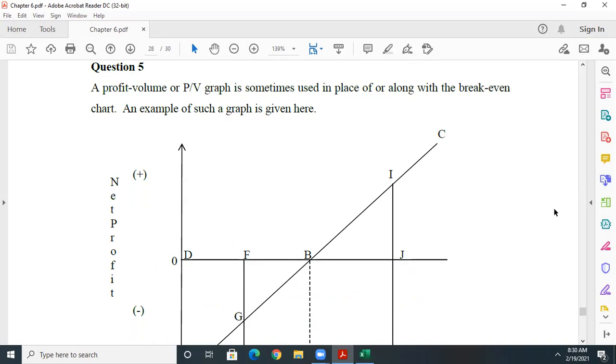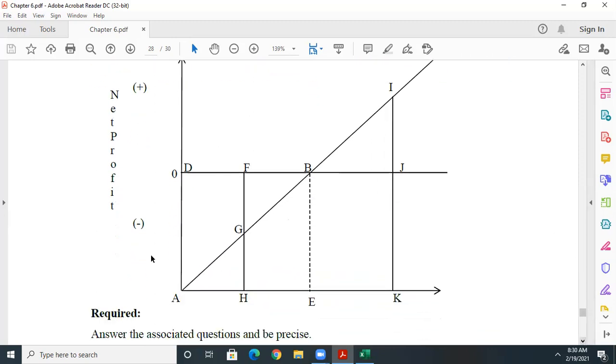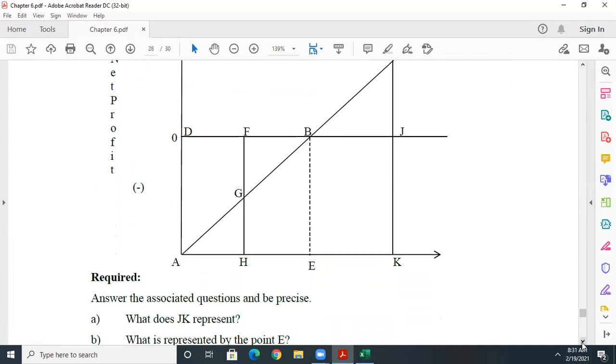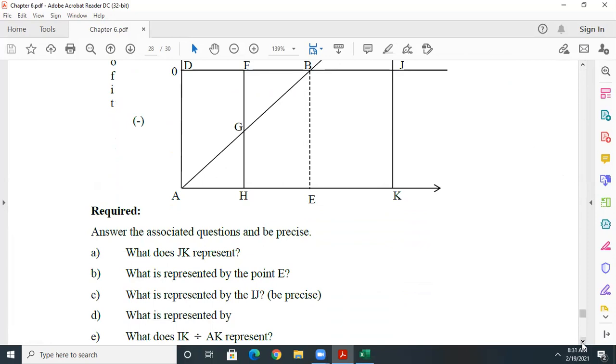So here you can see the break-even graph is provided. This is the net profit, it's 0, and the minus section and the plus section, and here we have the PV chart, right? Then let's look at what the questions are. Answer the associated questions and be precise.